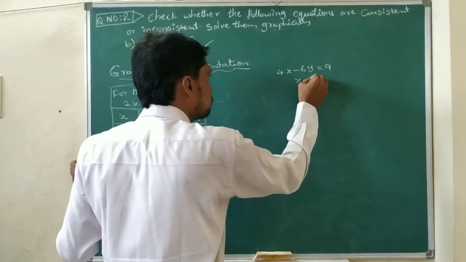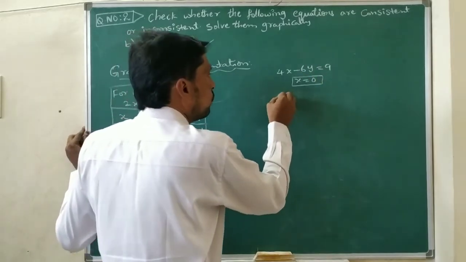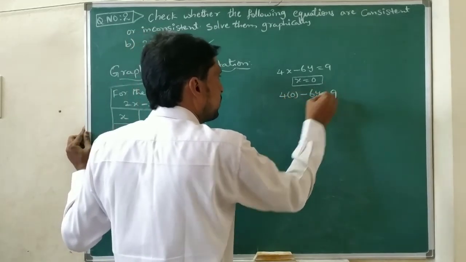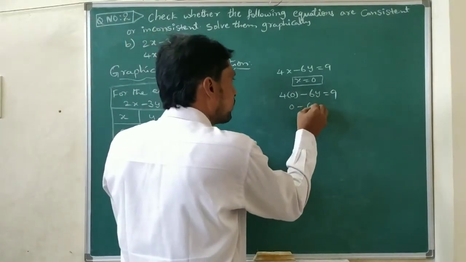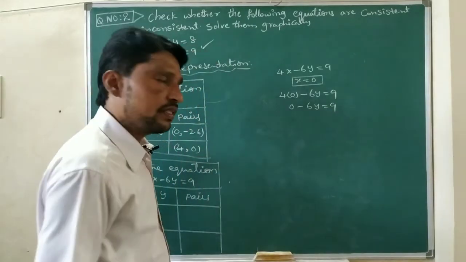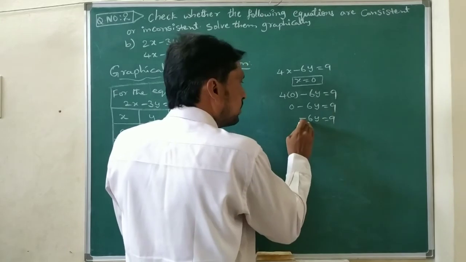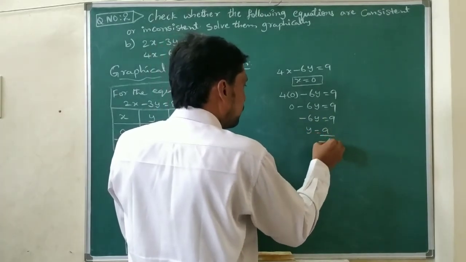The x value you can substitute as 0. So substituting x value 0 means 4 into 0 minus 6y equal to 9. 4 into 0, that value is 0, minus 6y equal to 9. 0 minus 6y, that value we get as minus 6y equal to 9. This minus 6 you can transpose: y equal to 9 by minus 6.